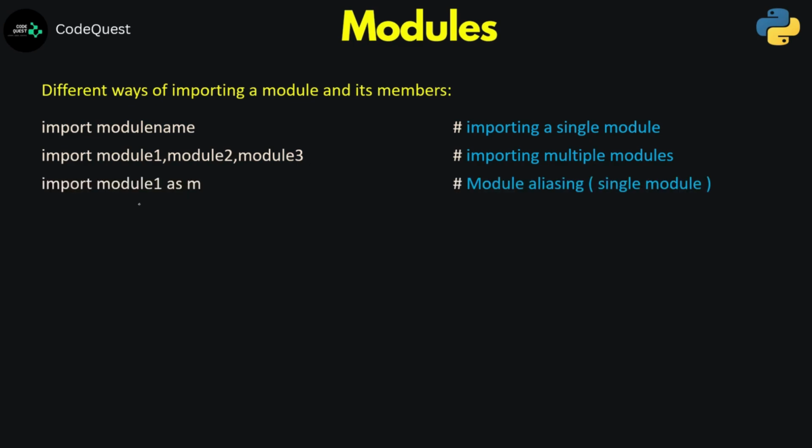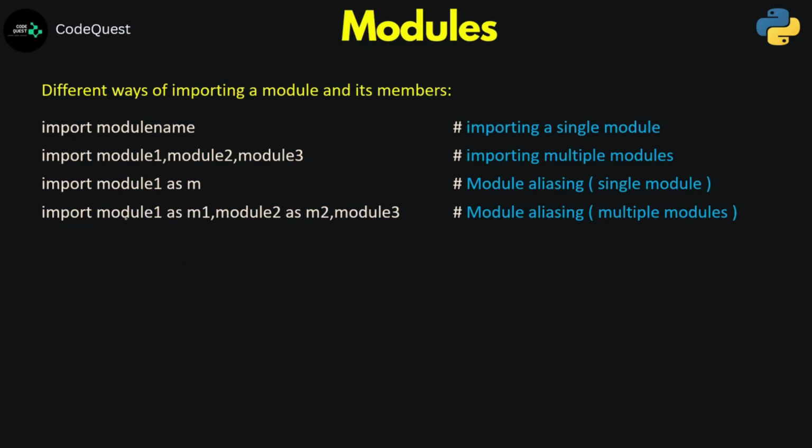Now, if you want to rename a module with a particular name, let's say here module 1 is the original one, which I want to rename as M. So once I do this at the beginning, later on, whenever I try to access any members of module 1, I have to use the new name, that is, M dot the member name. This is nothing but called module aliasing, where you give a separate name to a particular module.